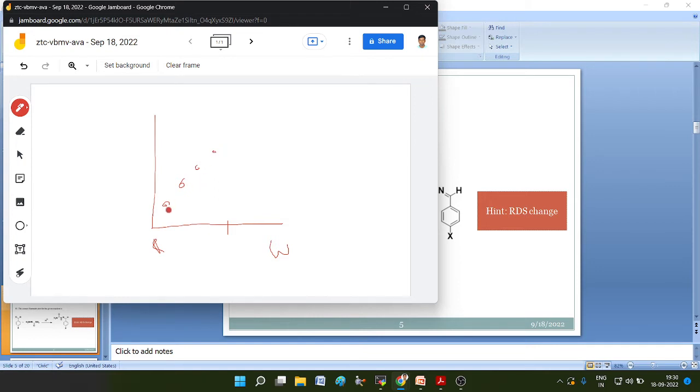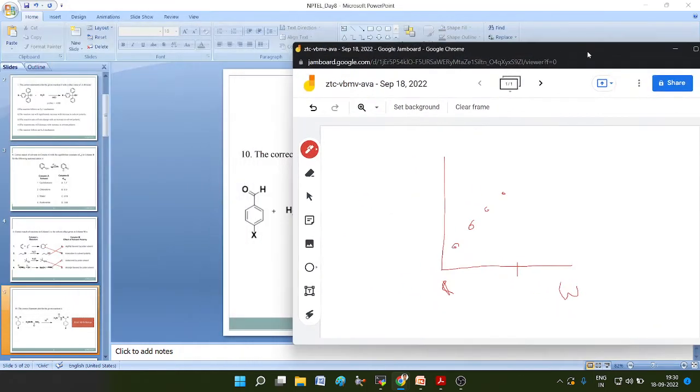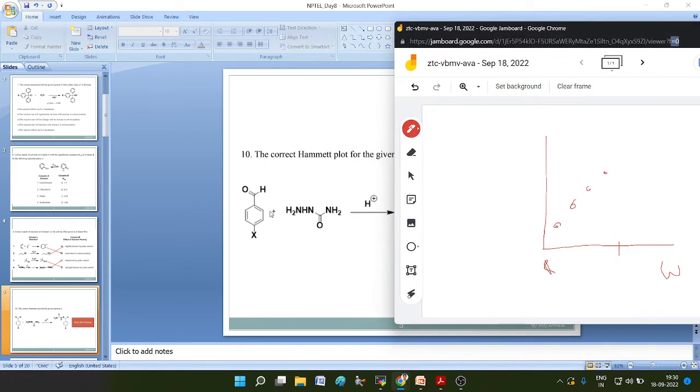So NH2 group will increase the electron density more at the carbonyl center, and the reaction will be slow because it will increase the electron density there. If you have hydrogen, it will have the highest one. So let's say this here. So we expect a positive rho value here. For electron releasing groups, we expect a positive rho value. The first step, the attack of this amine to this carbonyl center, is the rate determining step.